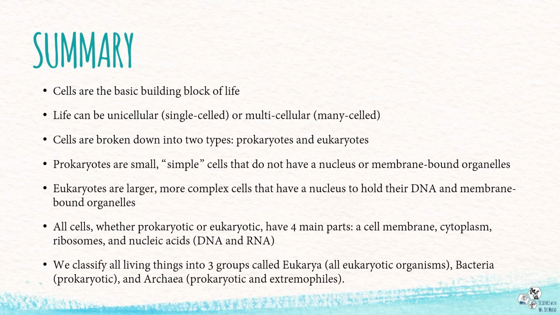Eukaryotes, on the other hand, are larger, more complex. They have a nucleus and they have membrane-bound organelles. And all cells have to have at least 4 parts: a membrane, cytoplasm, ribosomes, and a nucleic acid like DNA. And we classify all living things based on their cell type into 3 domains: eukarya for all the eukaryotic organisms, and bacteria and archaea for all the prokaryotic organisms, with the archaea being a little more extremophiles. They like to live in extreme conditions.